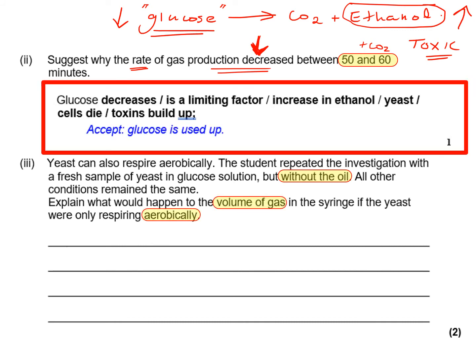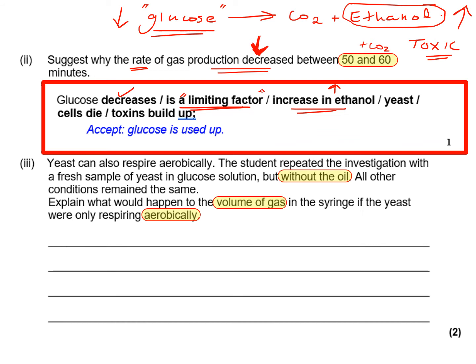So we could have, and you guys should put in all of these points, the glucose decreases over time, so it becomes a limiting factor. Or we could have an increase in the ethanol concentration, which we know is toxic to yeast cells. If there's less yeast cells, then there's less respiration taking place.